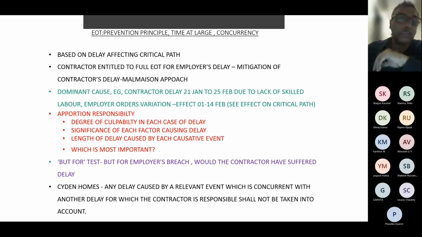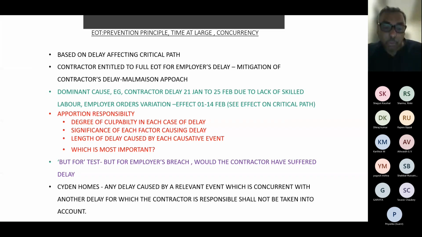So all are equally okay. The first one and the last one are clear, where you don't need a delay analysis expert really. All you need is somebody who can find out the impact on the critical path, but not really a delay analysis expert. But for dominant cause and apportionment, you really need an expert to implement it.